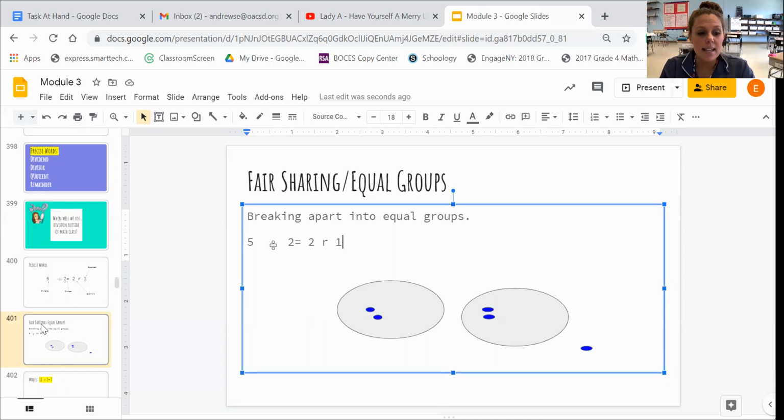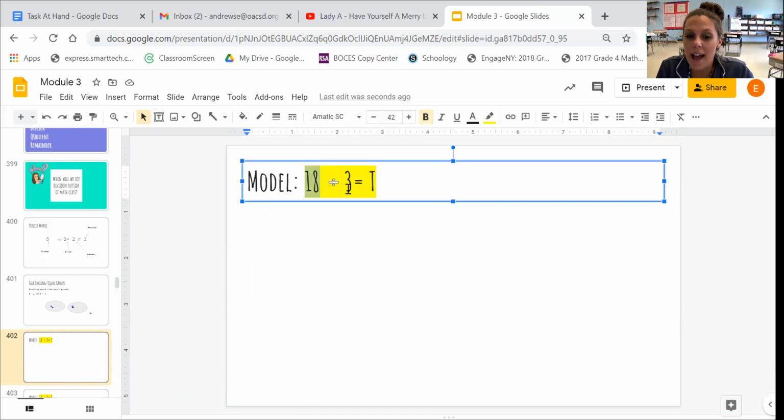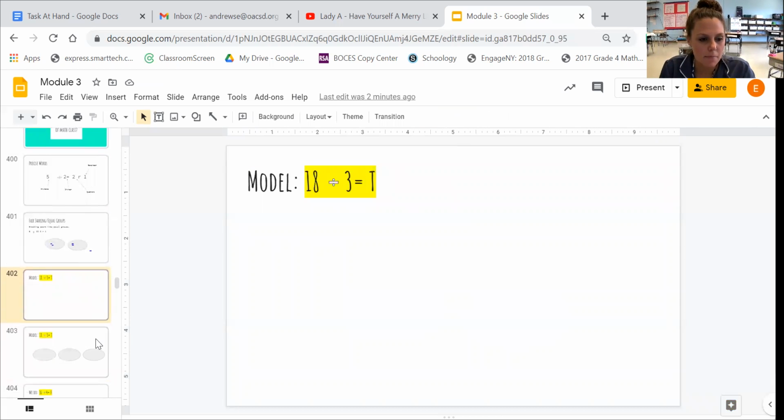All right, Mrs. Andrews is going to model for you, ooh la la, 18 divided by 3. And our variable is t. Listen how I read my equation. A dividend of 18 divided by a divisor of 3 equals a quotient of, I don't know yet. So let's go ahead and get started.